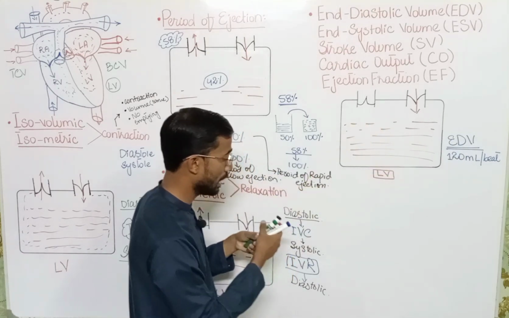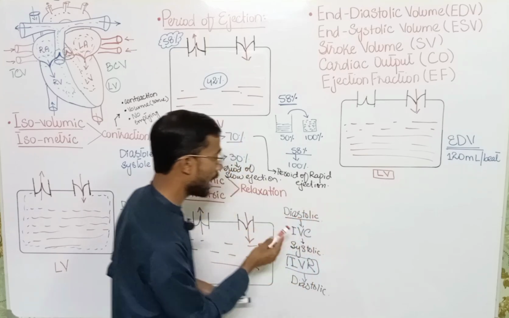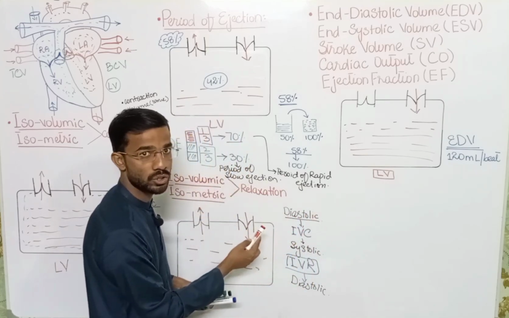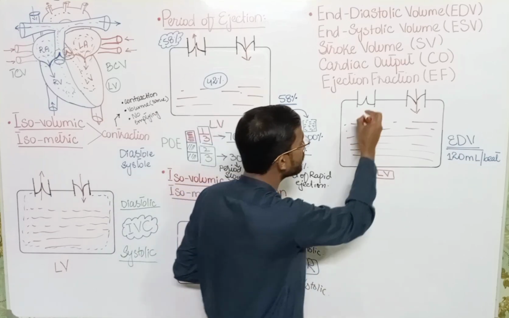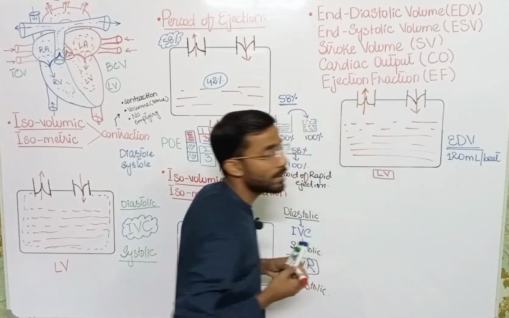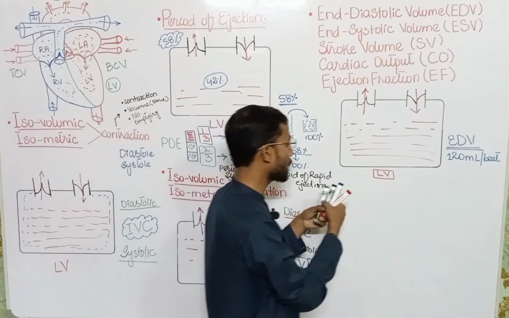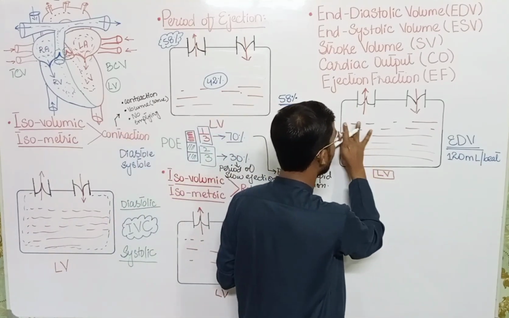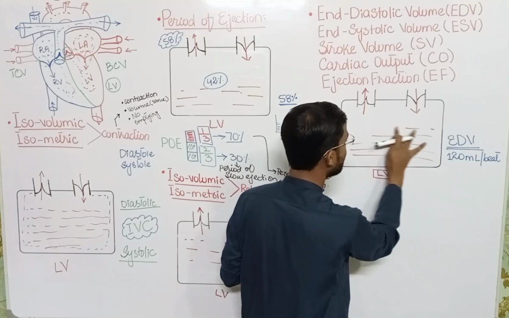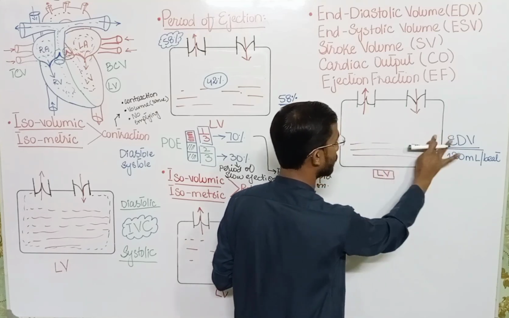Now, when you see the isovolumic contraction and this systole, in this systole, the blood will eject through the semilunar valve, and in that situation, you will see the volume of the blood in the left ventricle decrease.